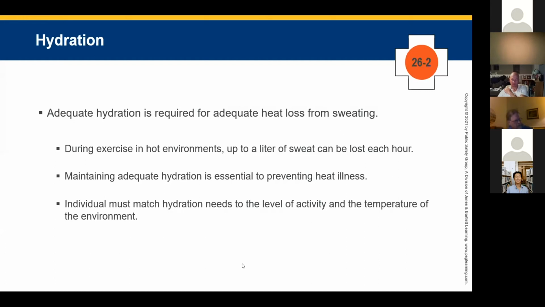During exercise in hot environments, this is how much you could lose in sweat in an hour: 1 liter. Sometimes we don't think about that. So don't go out there and start running or skiing really hard because you're a little overweight and think you're going to lose weight by getting rid of that fluid. Not a good idea. You want to make sure that you maintain hydration so that you don't have heat illnesses, matched to the level of activity and the temperature of the environment.